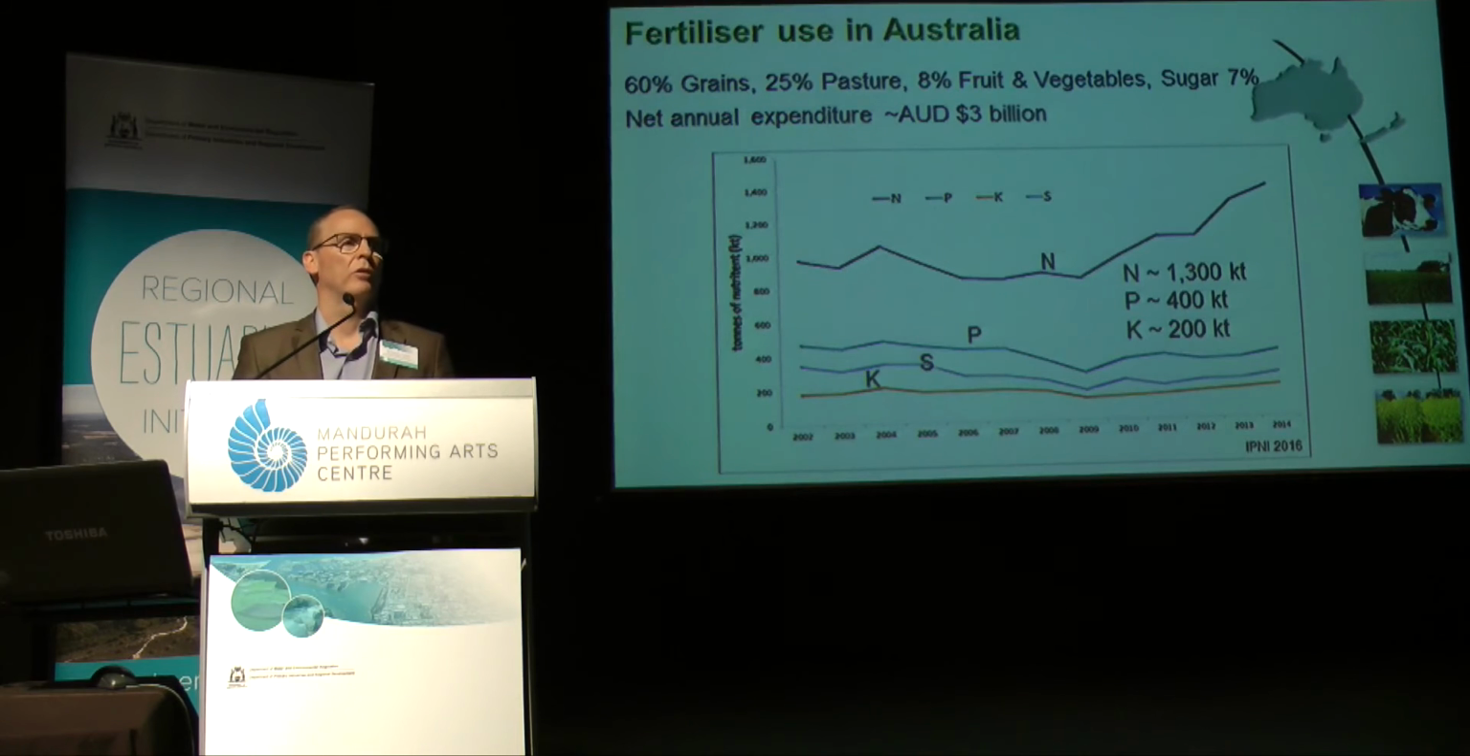If we look at where the fertiliser actually goes, around 60% of Australia's total fertiliser use ends up in our broadacre cropping, 25% ends up in our pasture-based systems, and the remaining 15% is fairly evenly split between horticulture and sugar. Our industry spends about $3 billion a year on fertilisers, and that may seem like a sizable amount, and yet we use 1% of global fertiliser use. So we're a pretty small player in terms of the amount of fertiliser that we actually use.